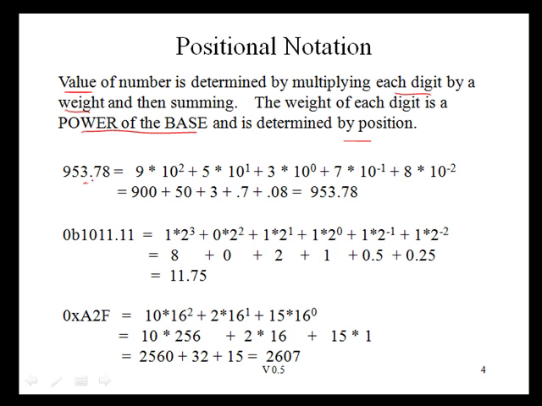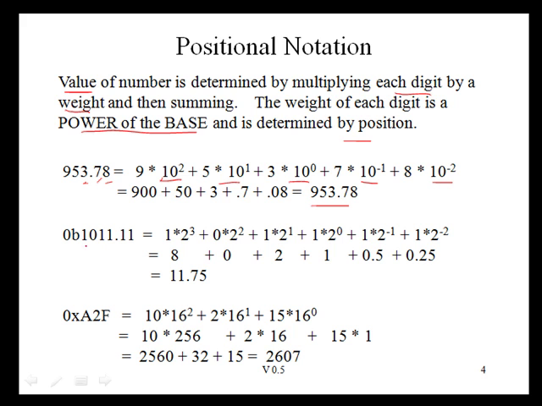953.78, the weight of this digit, the first one to the left of the decimal point, is going to have a weight of 10 to the 0. The next is going to have a weight of 10 to the first, which is 10. The next is going to have a weight of 10 squared, which is 100. Going to the right of the decimal point, we simply go down from 0. So this first one, for 7, is going to be 1/10, which is 10 to the negative 1. The weight of this digit right here, 8, is going to be 1/100th, which is 10 to the negative 2. We multiply that out and sum it, and we get the value of our number.